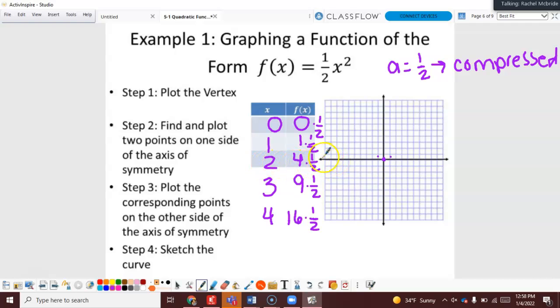2, instead of being at 4, is now at 2. So you have the point 2, 2, and -2, 2, because it's compressed by that 1/2. 3, instead of being at 9, is now at 4.5. And then 4, instead of being at 16, would be at 8. So there's your quadratic function that is wider than the parent.